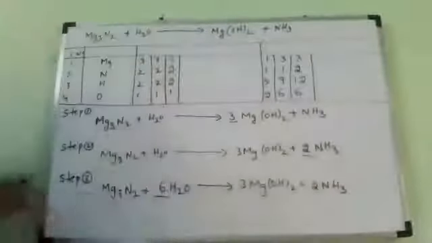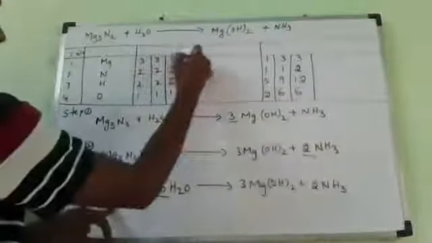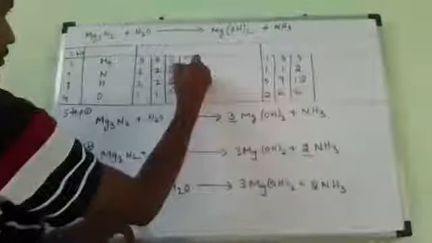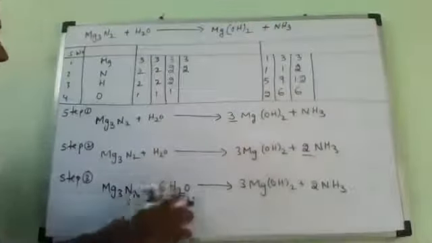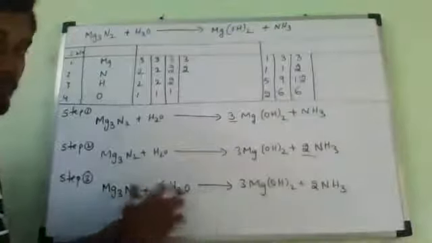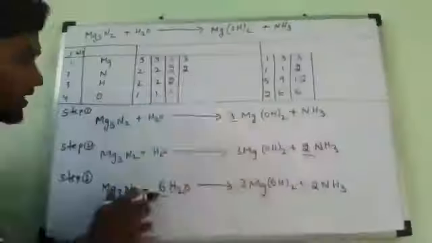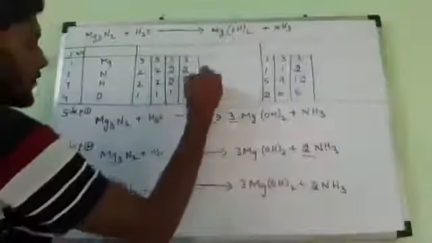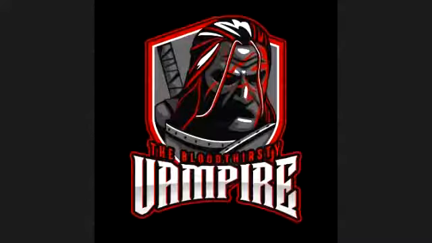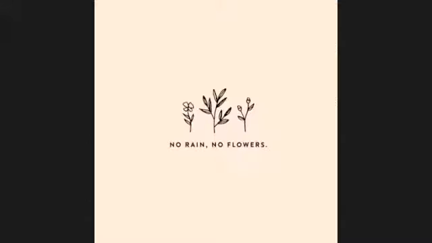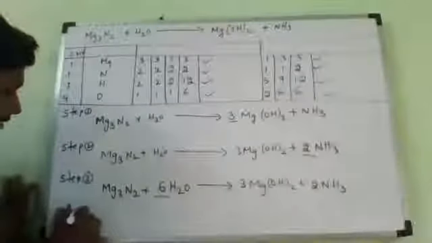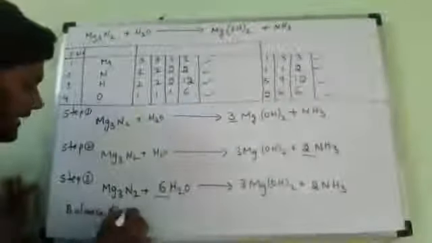Understand? Now tell me, magnesium how many? 3. Nitrogens are 2. And hydrogens are how many? 6 twos are 12. Oxygen 6. Now if you observe, everything is balanced. 3, 2, 12, 12, 6, 6. So this is known as a balanced chemical equation.